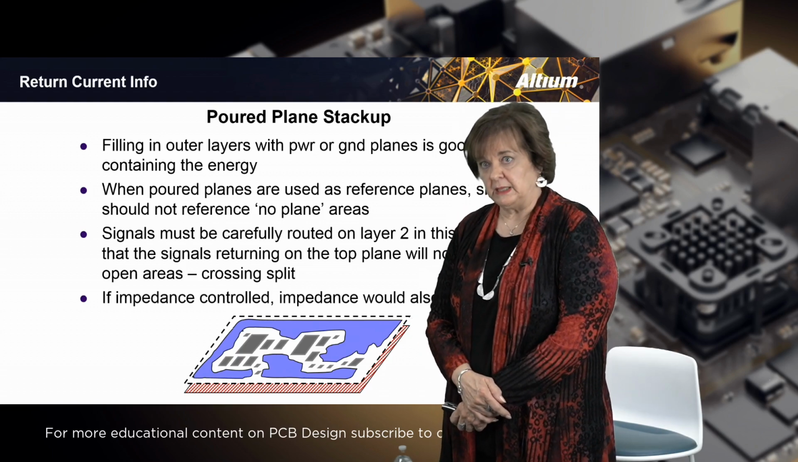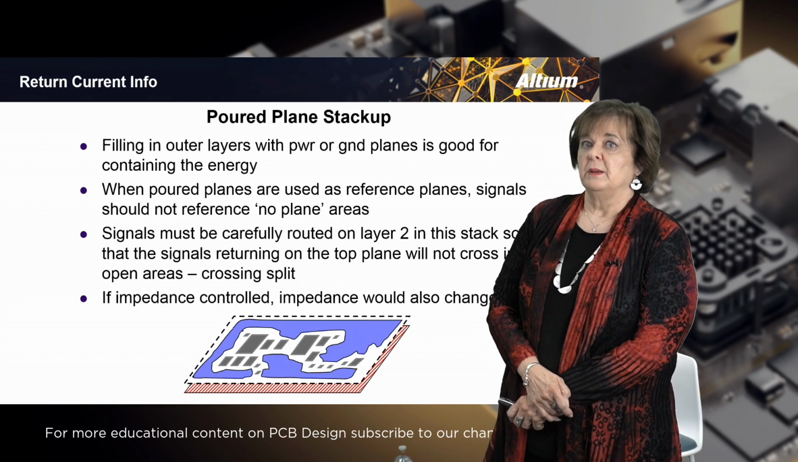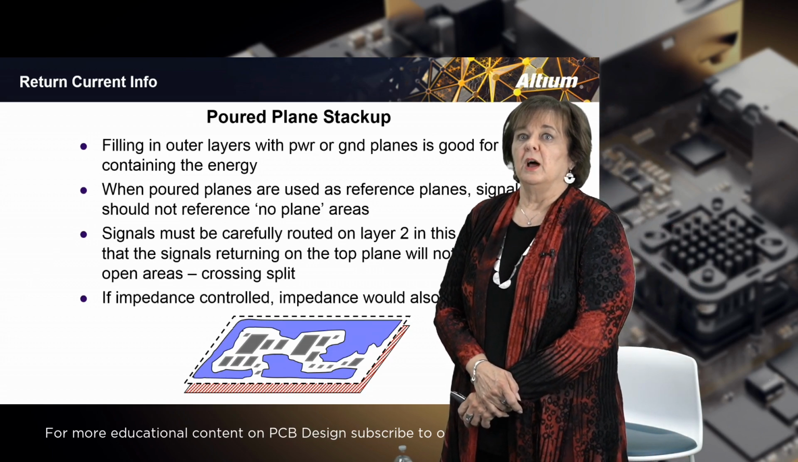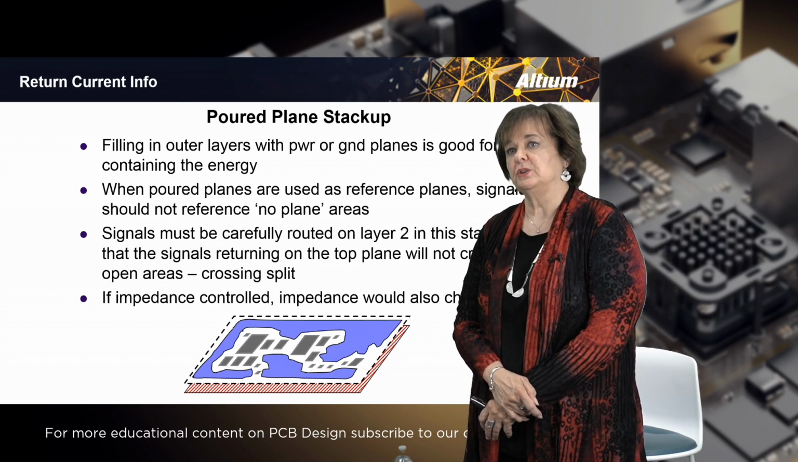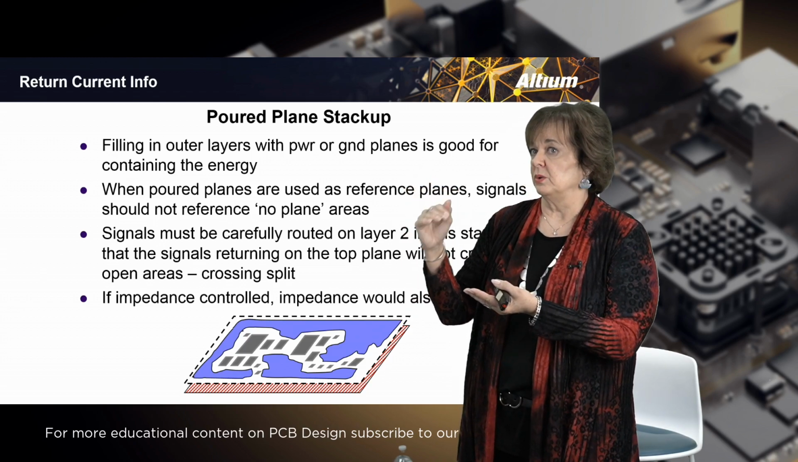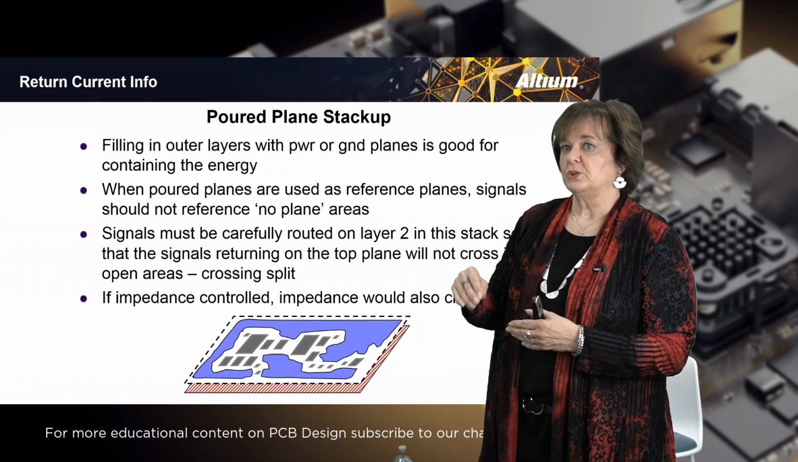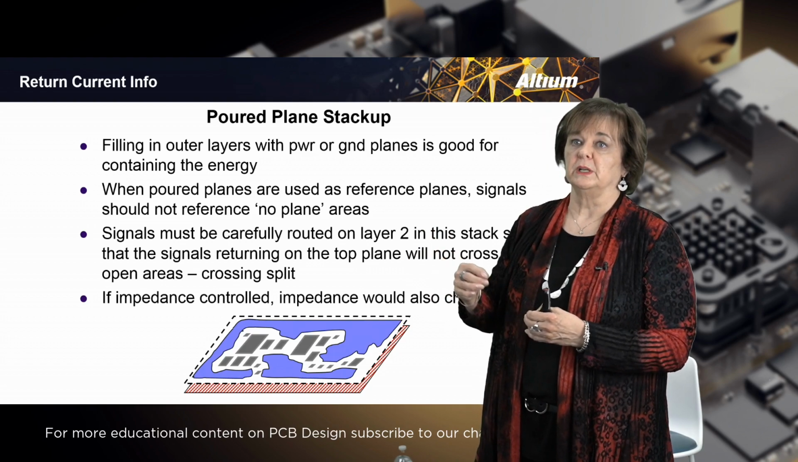Many of us, me included, like to fill the outer layers with power or ground planes because it's good for containing all of the energy that's flowing inside the board. When we do that, there may be signals on layer 2 that are now returning not only on 3 but also on the underside of 1.